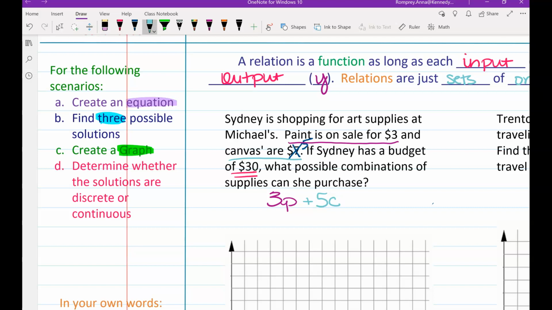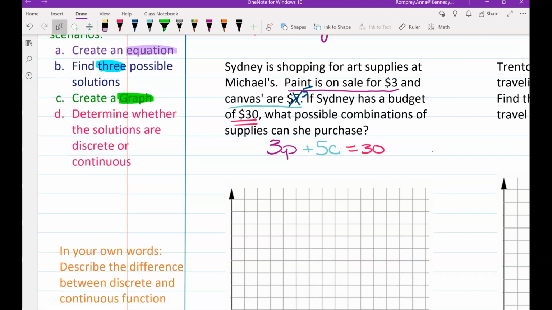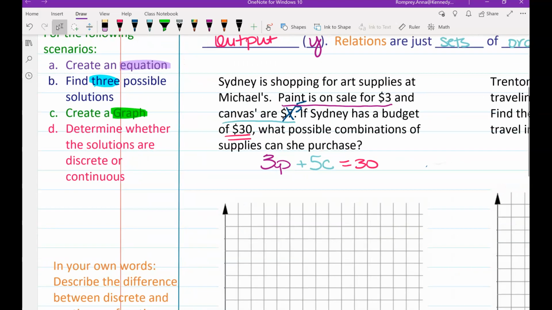All right, so far I have created an expression. Now, it said to create an equation. So how much is her budget? We want to know what will equal $30. So since we're solving an equation, when we're coming up with our 3 possible solutions, we want to know what's going to make her exactly spend $30. So there's lots of different combinations, but when we're trying to make it exactly 30, that's definitely going to get rid of some of those possible combinations.